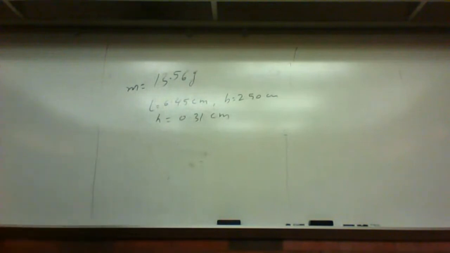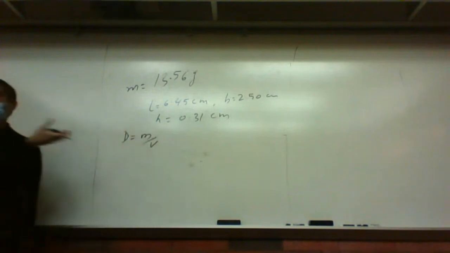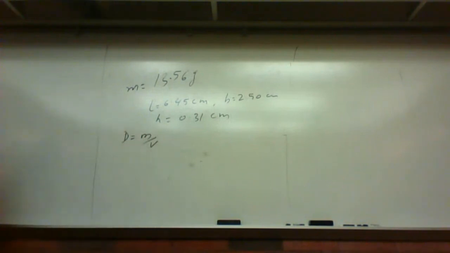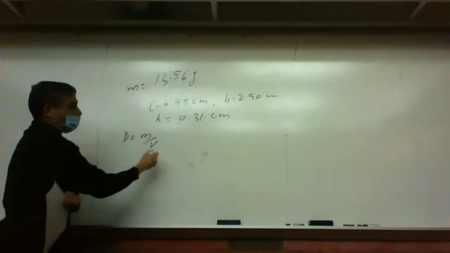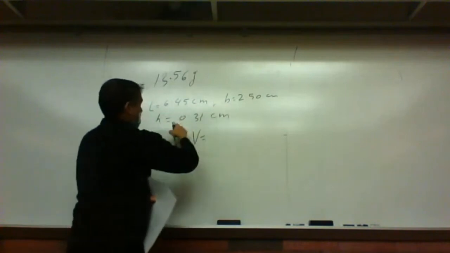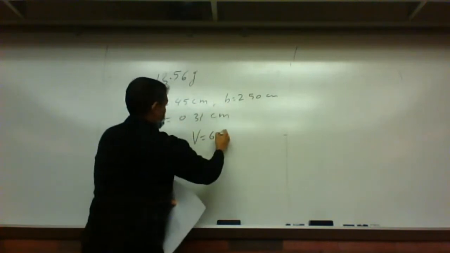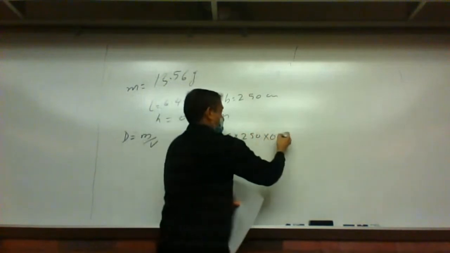Now your job is to find the density, right? So the density is mass divided by volume. We'll do this in the lab, yeah? So what is the mass? The mass is already given, so we need to find the volume. Volume is length multiplied by breadth multiplied by height. So that is 6.45 multiplied by 2.50 multiplied by 0.31.